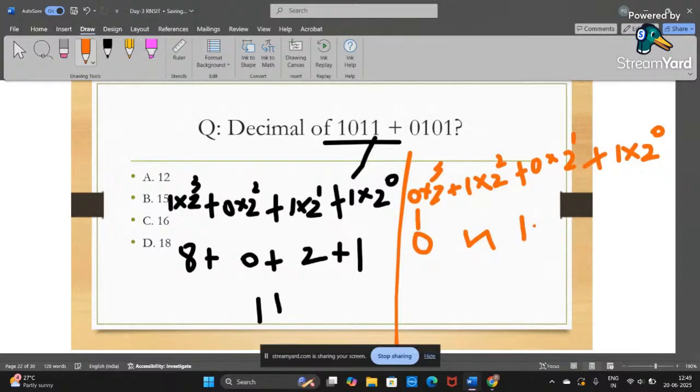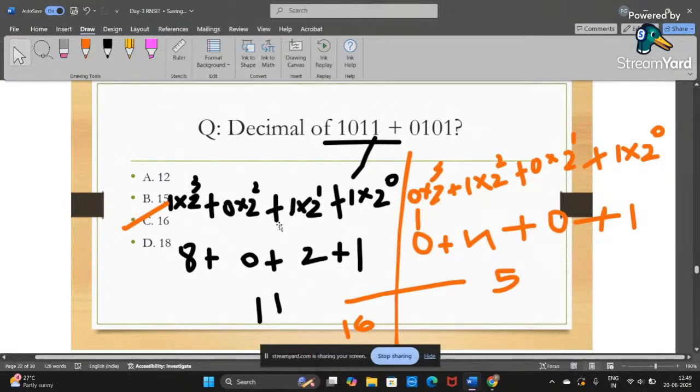Plus 0 into anything, it is 0. Then 2 power 0, it is 1. 1 into 1, it is 1. So from this we got 5. Adding both, 11 plus 5, it is 16. So 16 is your answer. Option C, 16 is the answer for this.